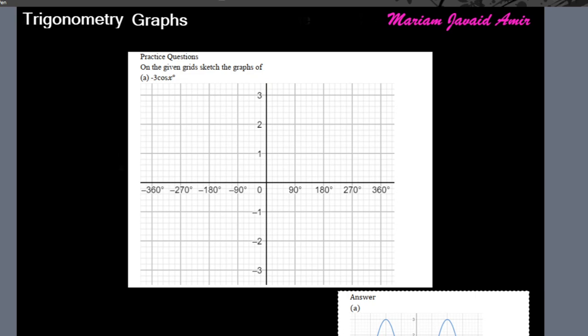Okay, next I've given a couple of questions on sketching. They're not from past papers, I've just made those questions up, but I think they're good questions to practice sketching. Alright, so we need to sketch minus 3 cos x. I would like to first sketch cos x. Cos x is like this.